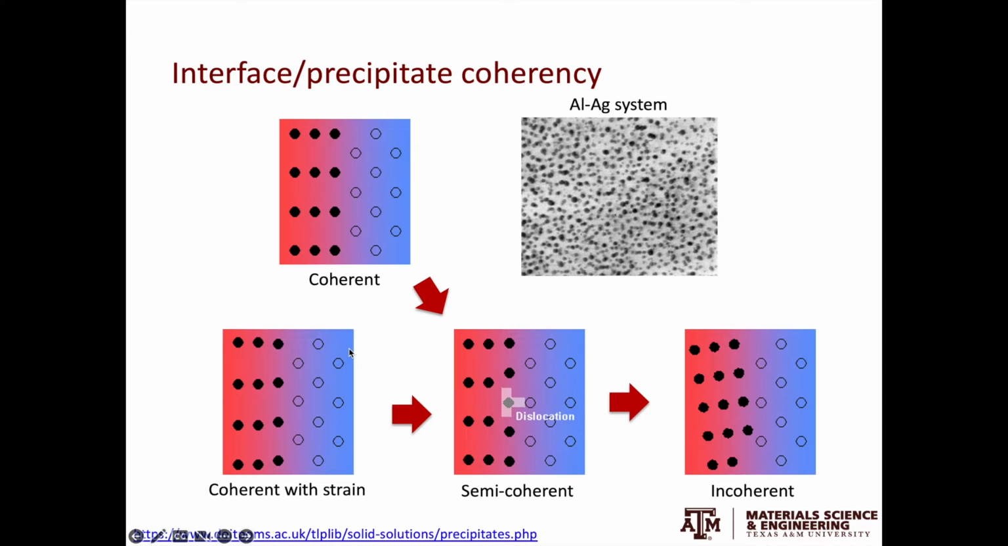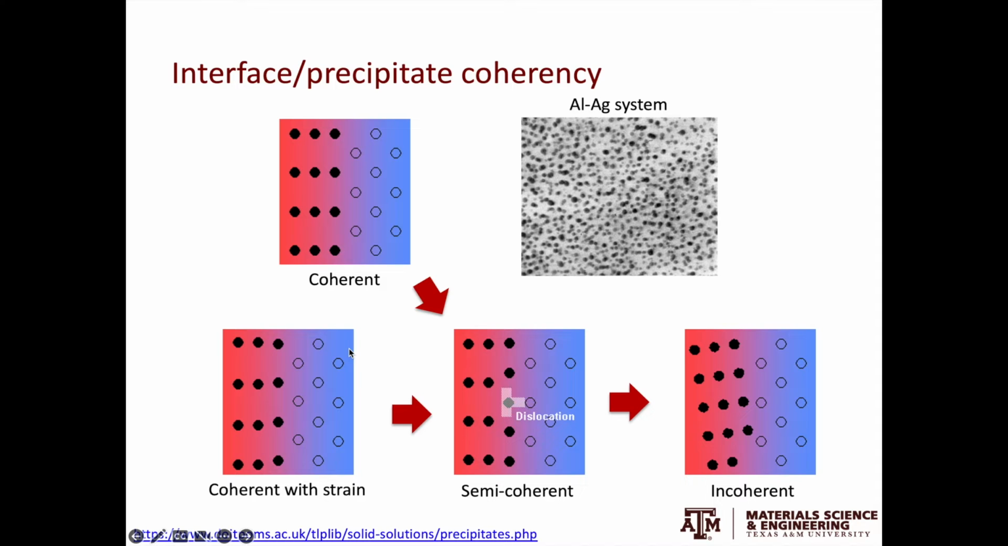In this case, you still have perfect lattice registry between the precipitates and the matrix, but due to the lattice mismatch, there's some strain stored at the interface, and the strain is elastic. In the schematic, you can see the red dots away from the center. They are more bent than being straight, illustrating interfacial strain. Both coherent and coherent with strain interfaces happen early on in the aging process.